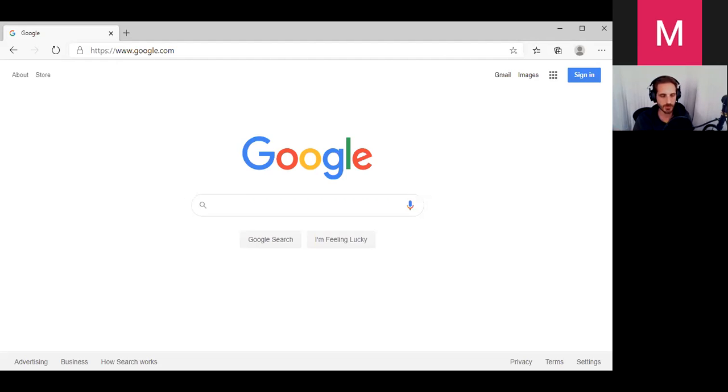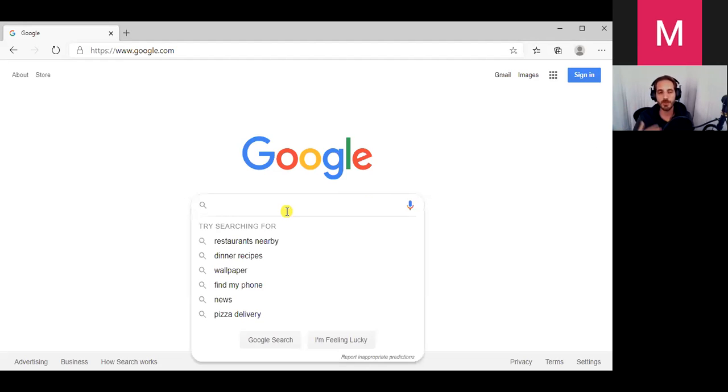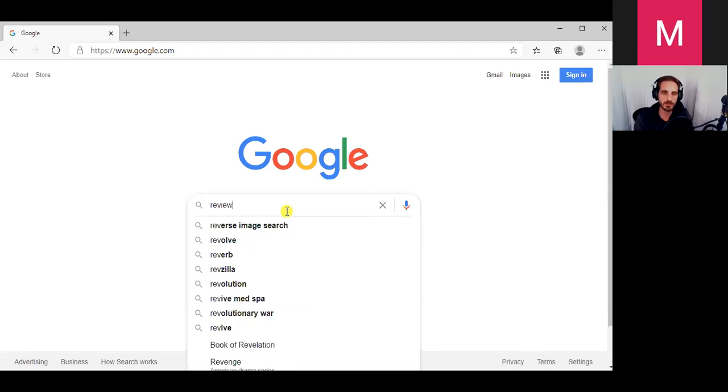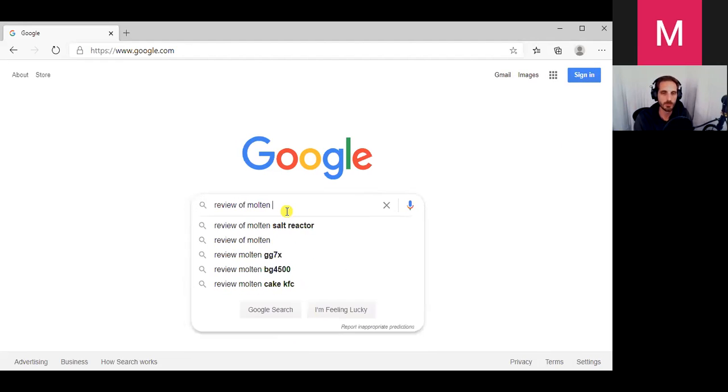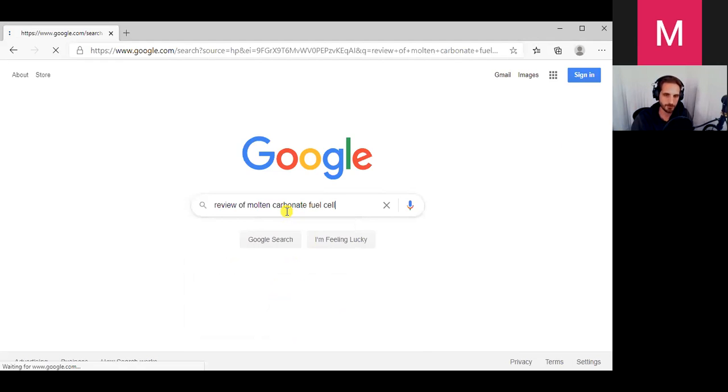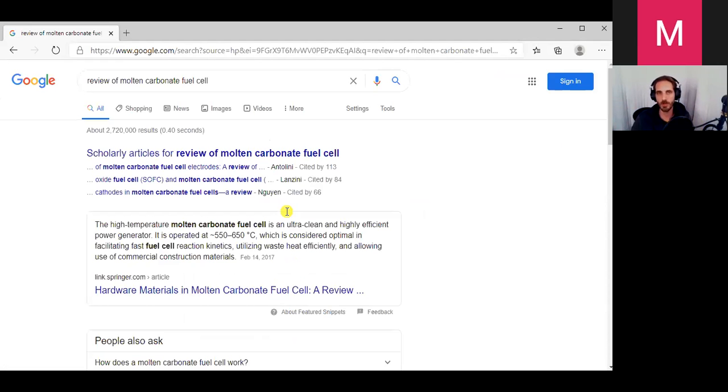So if I was going to start with that, I have not done any research on molten carbonate fuel cells, so we're going to go through this all together. I haven't done this before, but I know that a good place to start is something like a review. So I'm going to type review of molten carbonate fuel cell, right? And I'm just going to see what Google comes up with. Google Scholar articles are a great place to start.